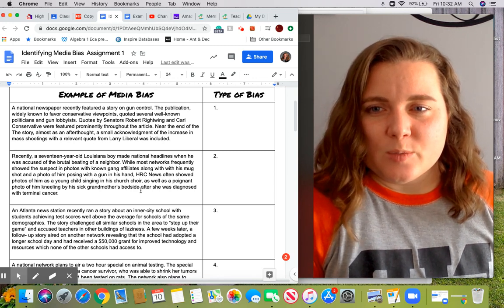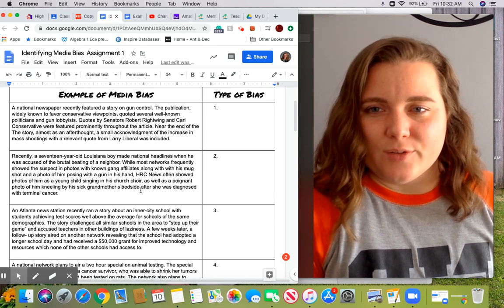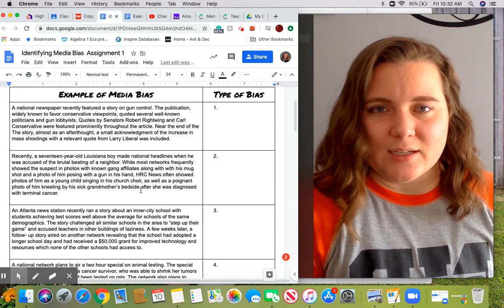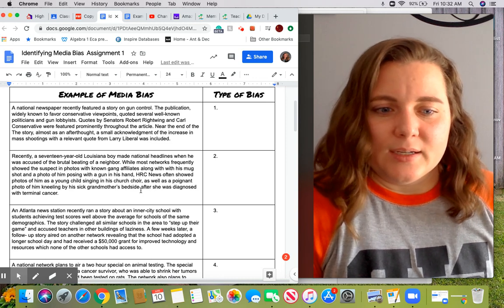So you can see that this is bias by placement because they're placing all of the conservative stuff first, and then the very, very last thing was one thing from Larry Liberal. Bias by placement.